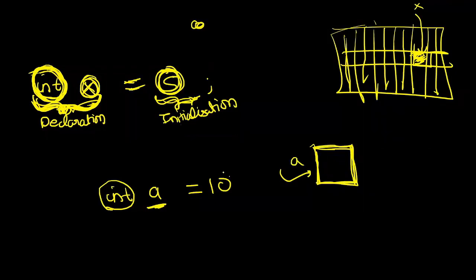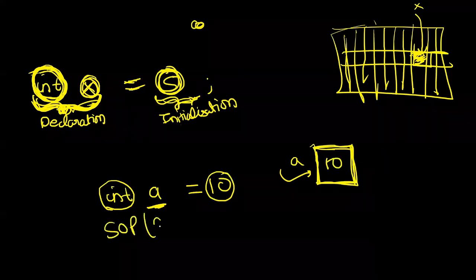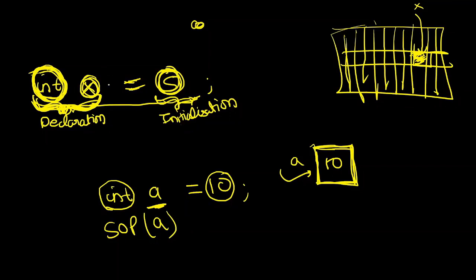And then I will say, please store the value 10 inside this variable. So 10 will be stored here. So now whenever you print A or whenever you want to access A, 10 will be printed. That is what is happening in the memory. And this statement int A is equal to 10, you are doing declaration and initialization at the same time, in the same line.